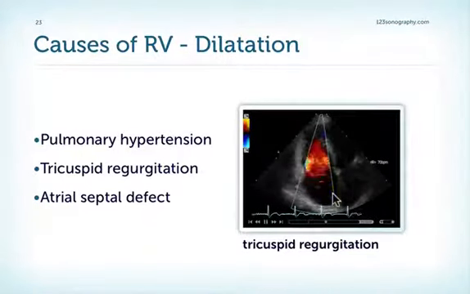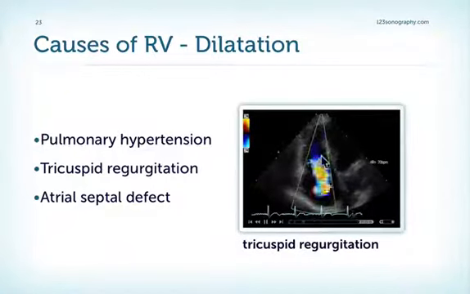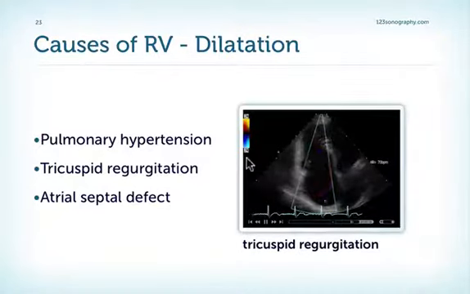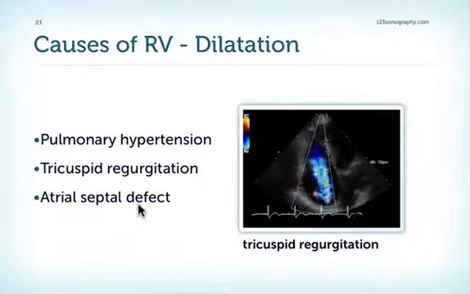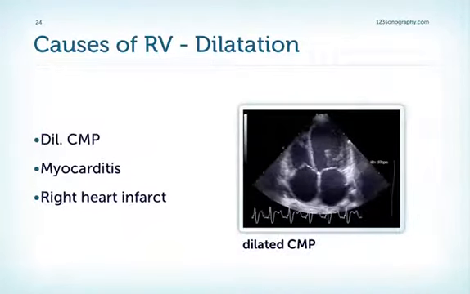Pulmonary hypertension, tricuspid regurgitation. Here you see such an example with a broad regurgitant jet which causes massive volume overload and thereby dilatation of the right ventricle. An atrial septal defect, which also causes right ventricular volume overload. Dilated cardiomyopathy, possibly because the right ventricle is also affected.